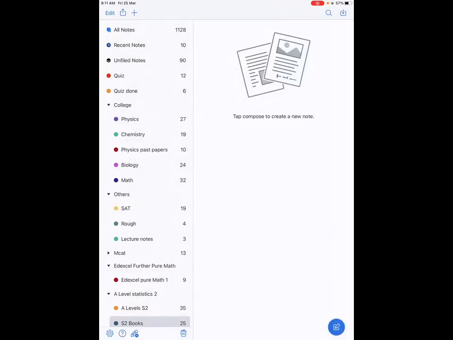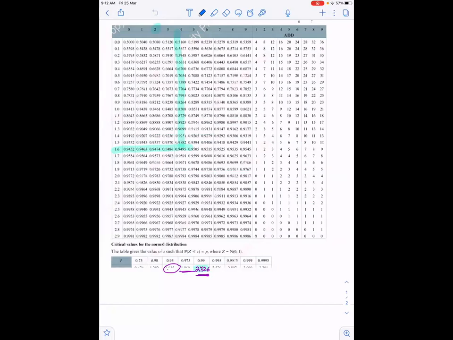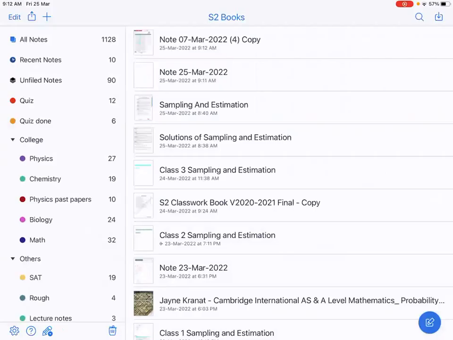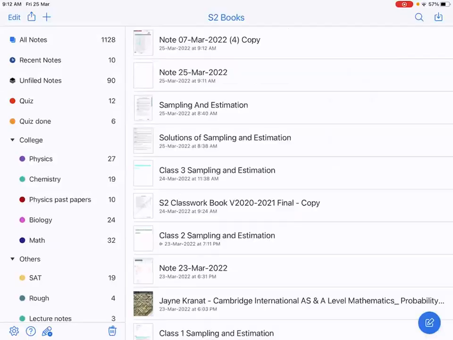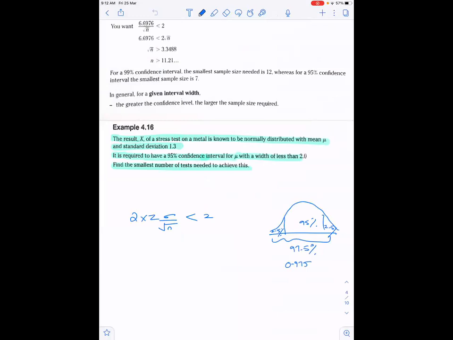You have to use the normal distribution table to find 0.975, which is 1.96. I'll still confirm it with my calculator. Okay, fine. So 1.96 for 0.975. It's 1.96.